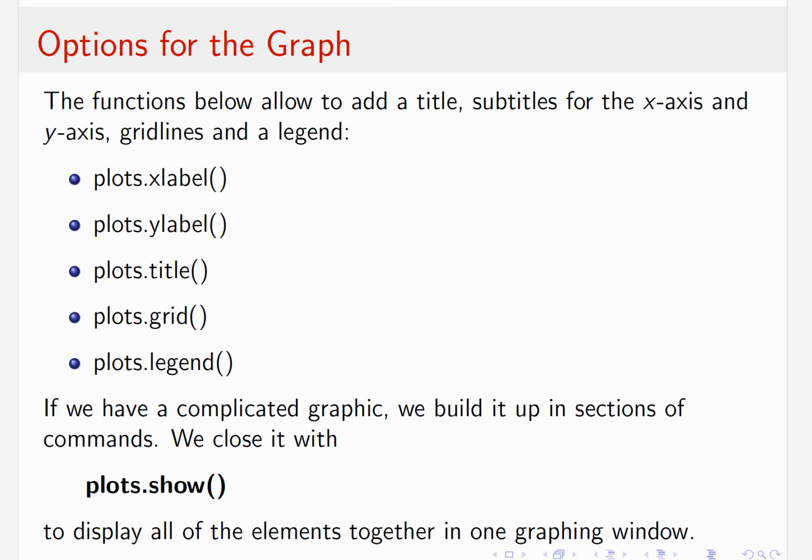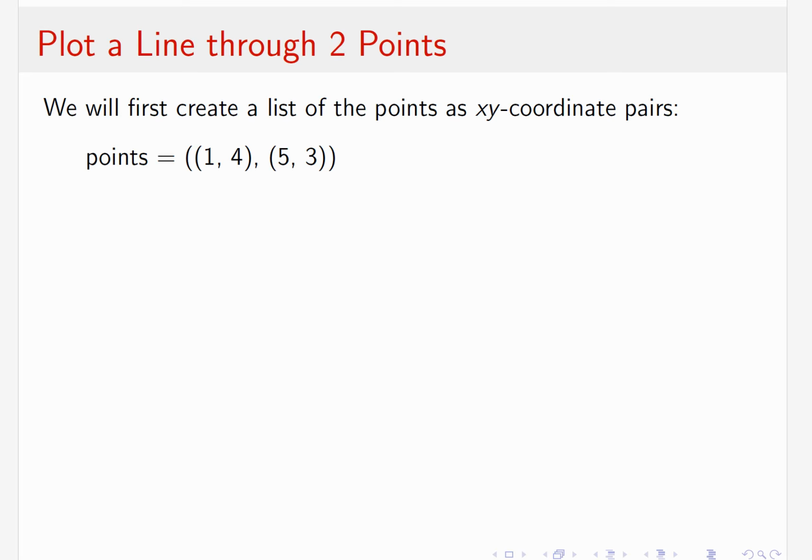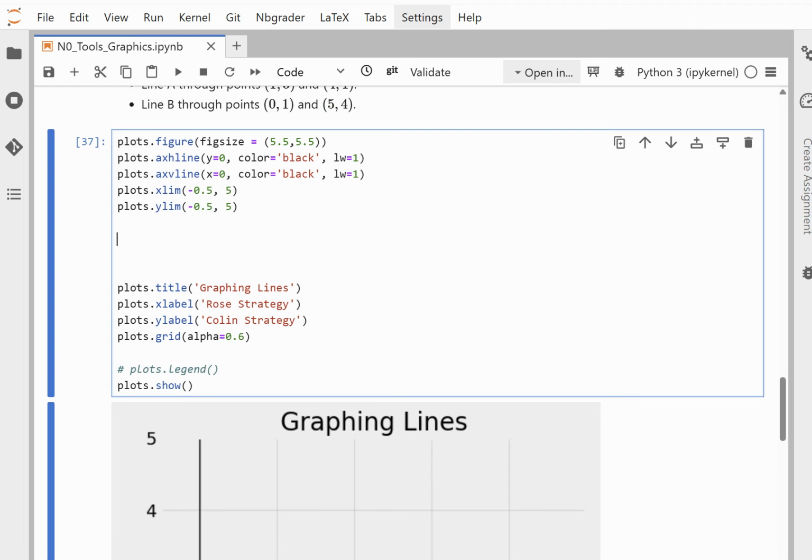Okay, so let's look at how we graph these things. The first thing we do is we create a list of points, and notice that we have the parentheses on the outside, then two ordered pairs. Okay, so those are x comma y. We want (1, 4) and (5, 3). So I'm going to call them points equals, and I'm going to do the outside parentheses. Then I'm going to have (1, 4), and then a comma, right? And then what was it, (5, 3)?